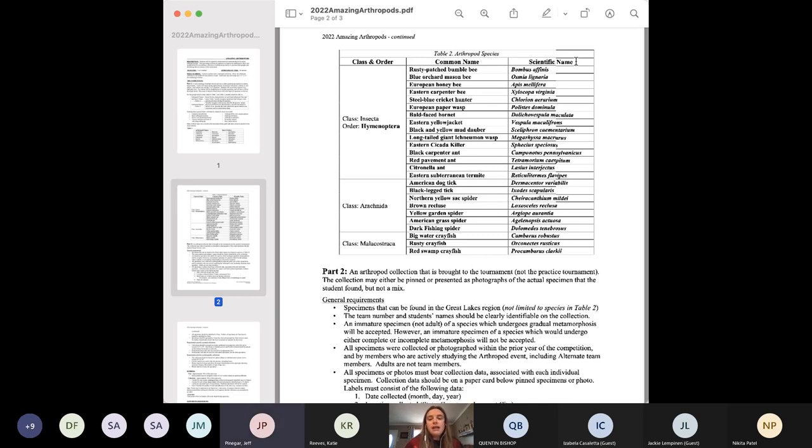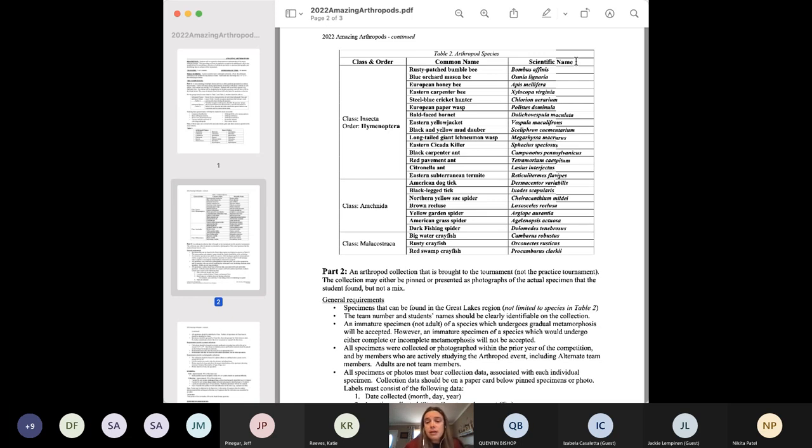Is it a pest? So things like that, all in that workbook that I've provided. What I've advised teams to do in the past is split it up: have one student work on three of the hymenopteras, another student work on another three, and then have them teach each other the information that they found.